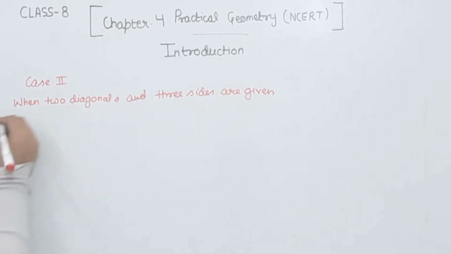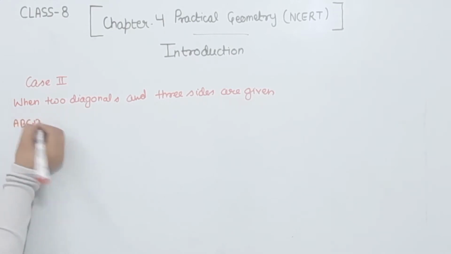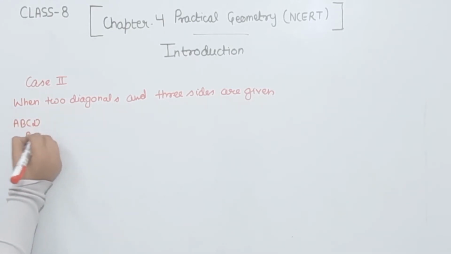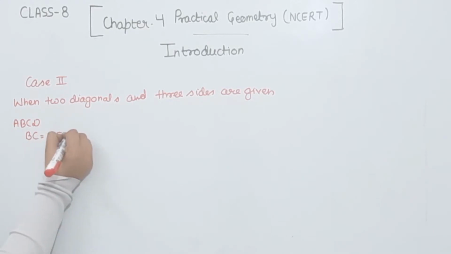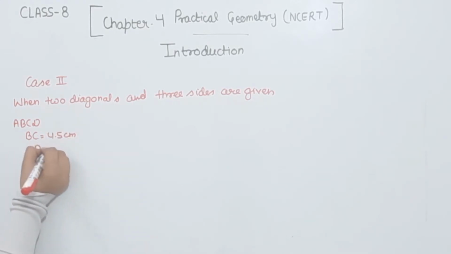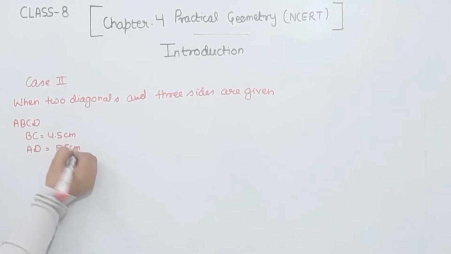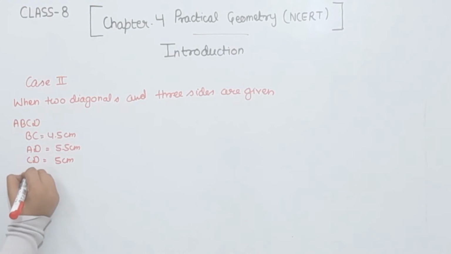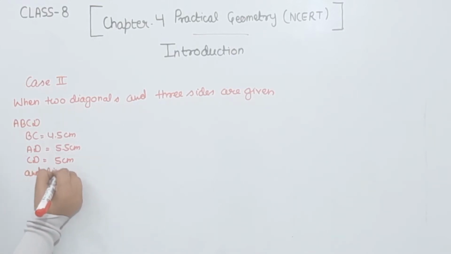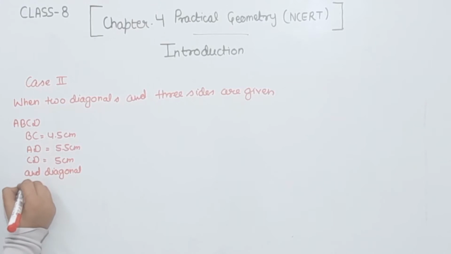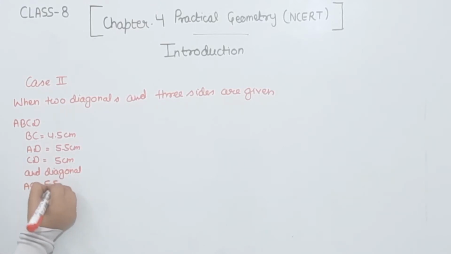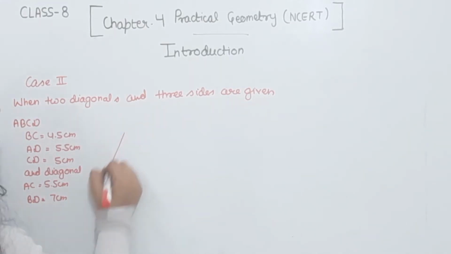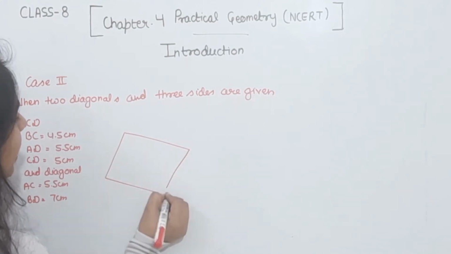So we'll have the example: ABCD is a quadrilateral in which we are given BC equal to 4.5 centimeters, AD equal to 5.5 centimeters, CD equal to 5 centimeters, and diagonal AC equal to 5.5 centimeters and BD equal to 7 centimeters.